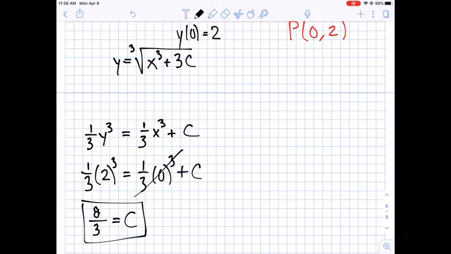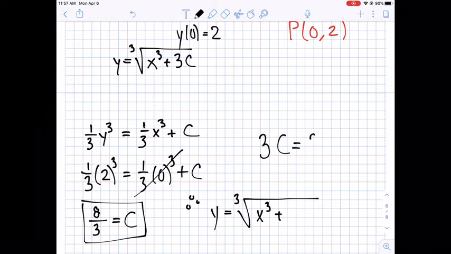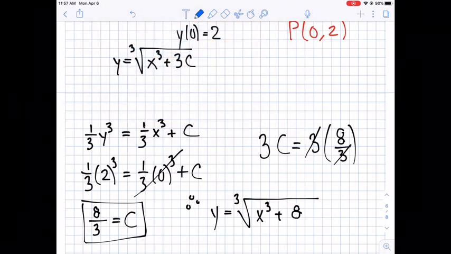So if we know what our c value is, then our final particular solution should be that y is equal to the third root of x to the power of 3 plus 3 multiplied by c, but 3c is actually just going to be 3 multiplied by 8/3, and so those are going to cancel each other out, and all you get here is x to the 3 plus 8. That's going to be our particular solution.